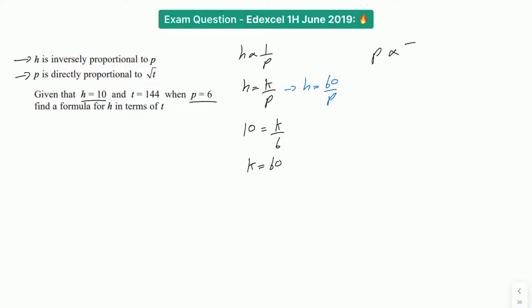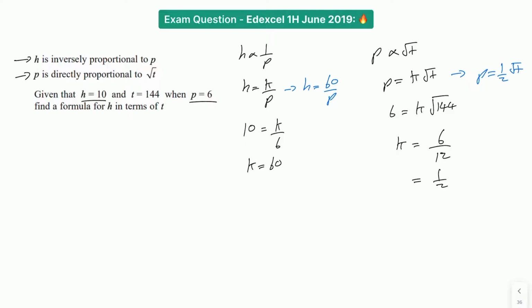P is directly proportional to root T. P is equal to K root T. Now substitute P in, which is 6, and T, which is 144. K root 144. That means K is equal to 6 over root 144, which becomes 6 over 12. K is equal to a half. And if I sub that into here, I can say that P is equal to 1 over 2 root T.